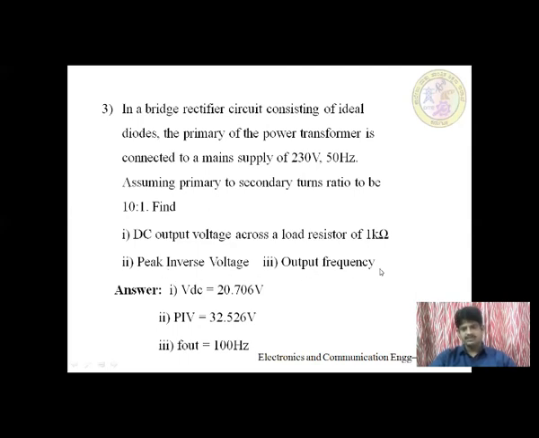The output frequency. So here you need to remember the input frequency to the rectifier is 50 Hertz. So we already discussed earlier, in the bridge rectifier, the output will be double the input frequency. It means for a single cycle, the output will have 2 half cycles. So frequency will be double. So you can easily calculate this. Okay. So this is your third problem to solve.